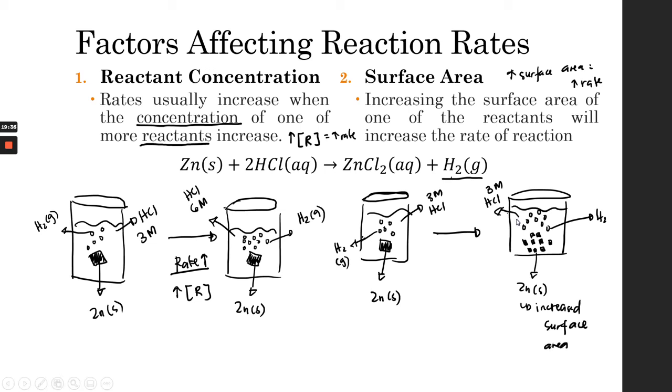So what is happening here? Why does the product increase if we increase the concentration of the reactant, or increase the surface area of one of the reactants? Let's go back to the bumping scenario.